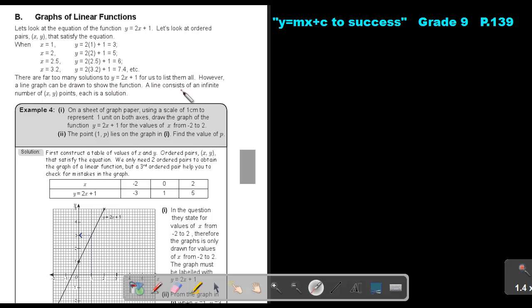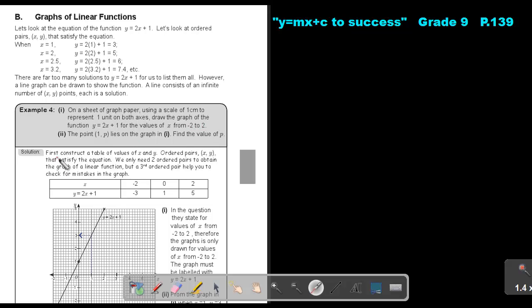A line consists of an infinite number of x, y coordinate points. Each is a solution. Let's look at an example. On a sheet of graph paper, using a scale of 1 centimeter to represent 1 unit on both axes, draw the graph of the function y equals 2x plus 1 for the values of x from negative 2 to 2.